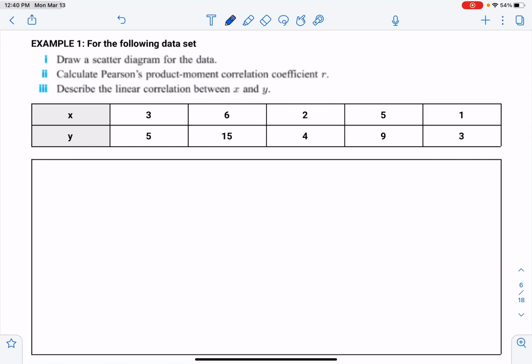All right, so in this video, we are going to go through how to find Pearson's product moment correlation coefficient, or our R value, using our graphing calculator. So here we're given a data set with an independent and a dependent variable. Our independent variable is X and our dependent variable is Y. Just to put this in context a little bit, what we're saying is that the Y variable depends on X.